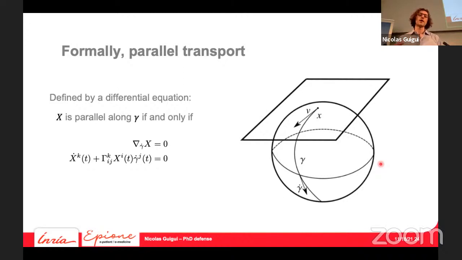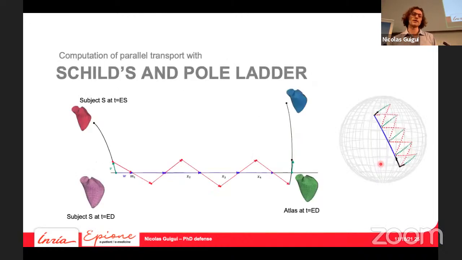So it defines a map between tangent spaces of the manifold that is linear and isometric in particular. However, as it is a differential equation, it is not straightforward to solve. So parallel transport is not necessarily easy to compute. And a certain class of approximation algorithms have been proposed. I will focus on ladder methods, so Schild's ladder and the pole ladder, that consist in building small geodesic parallelograms to approximate parallel transport.